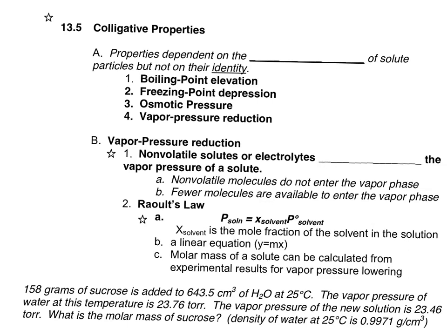Section 13.5 is over something called colligative properties. Colligative properties, there's 4 of them: boiling point elevation, freezing point depression, osmotic pressure, and vapor pressure reduction. A colligative property is anything that will depend on how much or the amount of the substance that you have in there, not what the substance is.